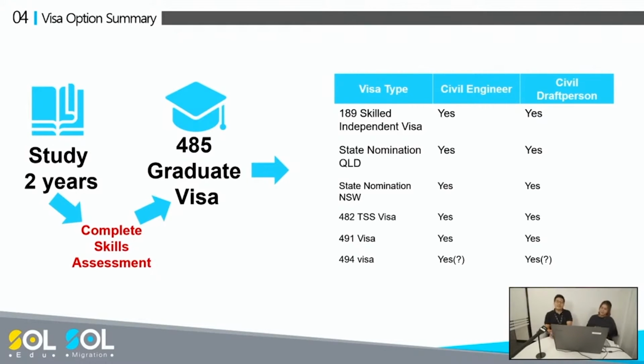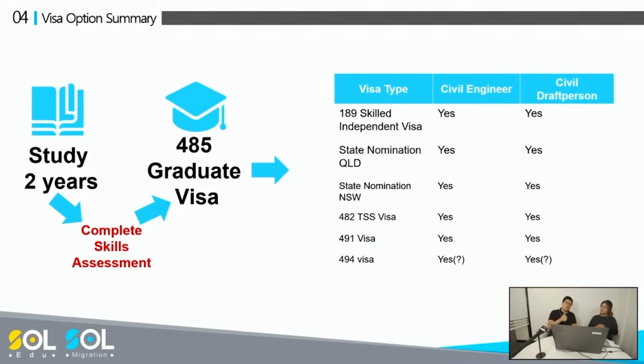So what's next? The next step is to think about the visa option. 189, you continue to prepare maybe, but 190 and 491 depend on your location. If you are in New South Wales or Queensland, all the requirements are different. So you must understand each state's nomination requirements.